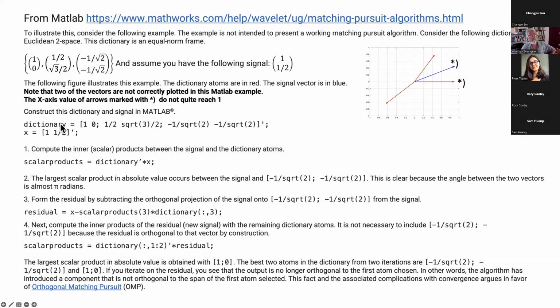So here you say in MATLAB, my dictionary is these points, these guys. My signal X is this thing. And now I am going to see how this is going to fit. So what you then do is you create a scalar product of your signal with the dictionary. And within those scalar products, you pick the largest one. So you're greedy, you pick the largest one. So in this case, that will be this vector, this one.